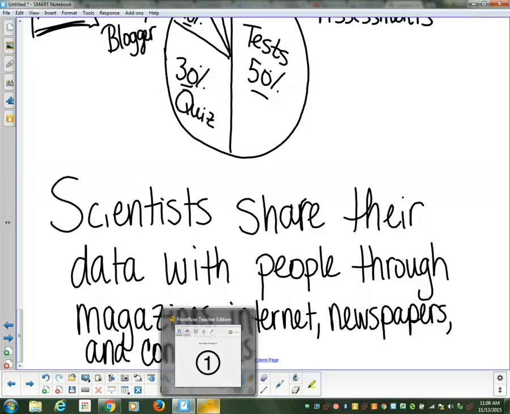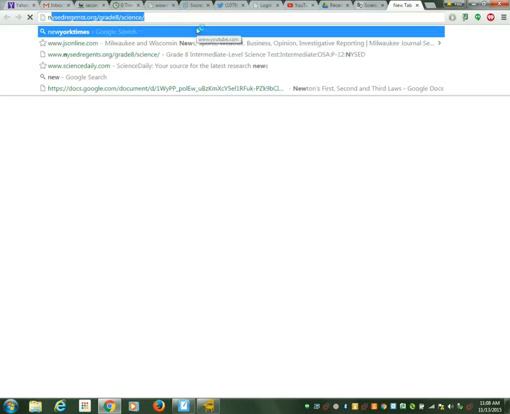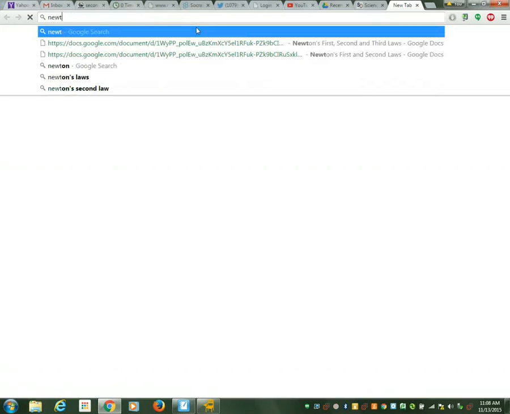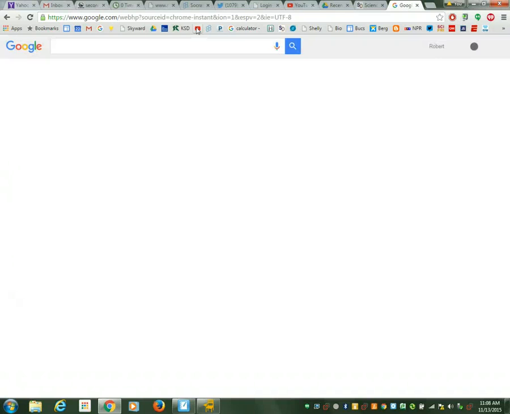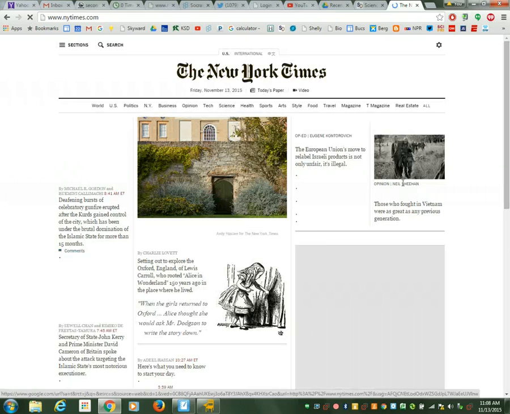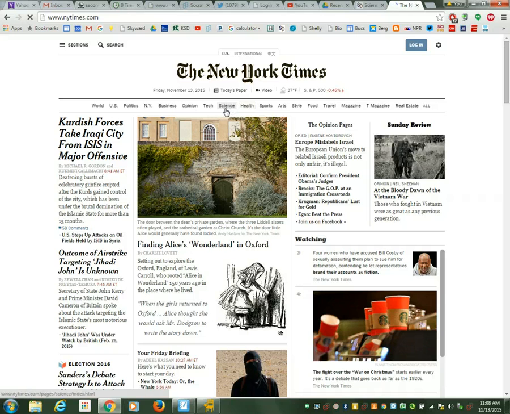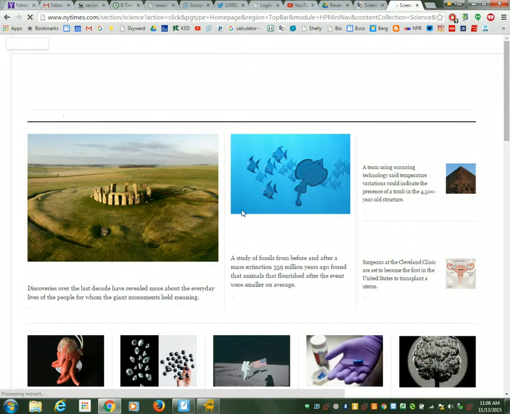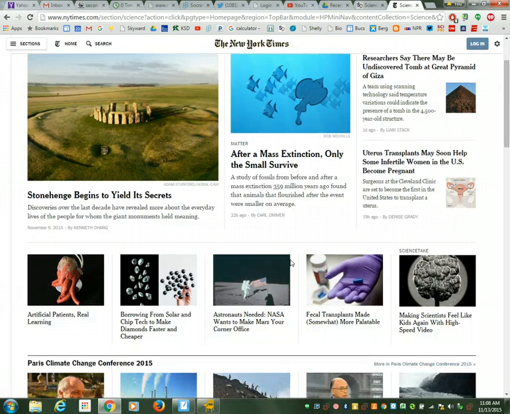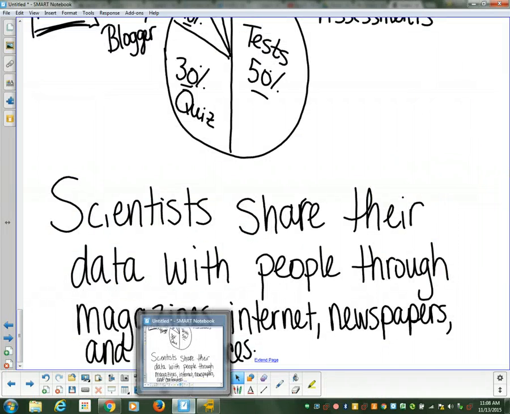And if we wanted to go one last step further to newspapers, we could go back onto the internet or into the newspaper itself. But if I went to New York Times, you can see that there's a section that's devoted to science and health. And so you could click those and take a look and read about it as well. Okay, so that is the end of the section.